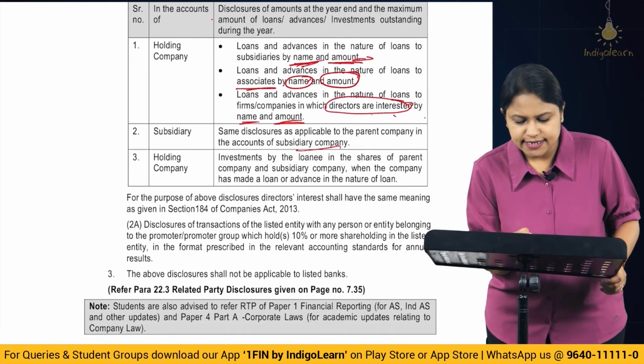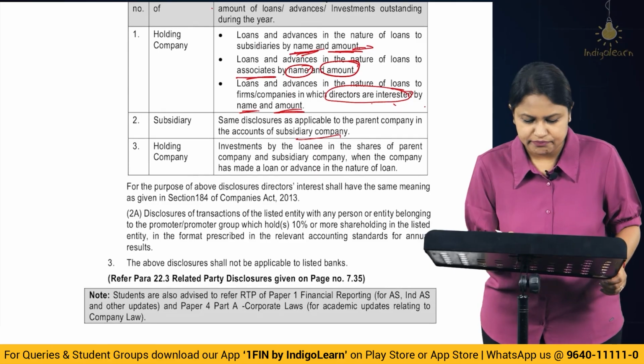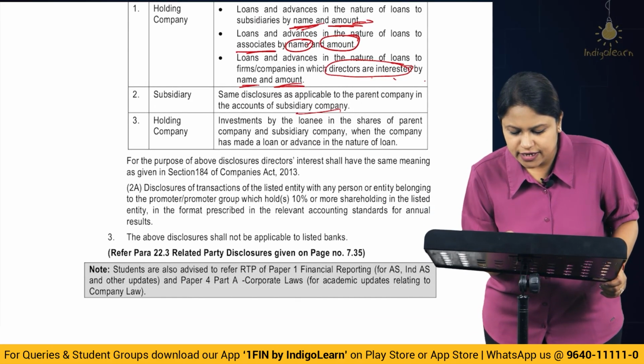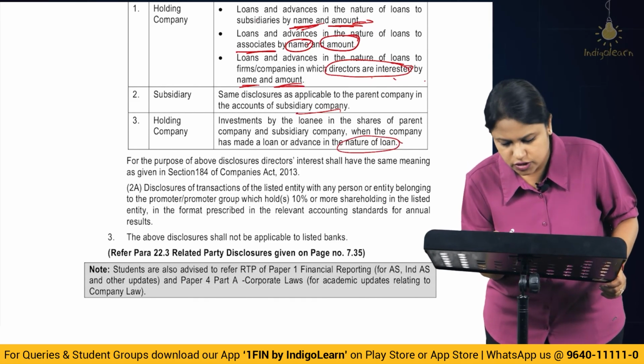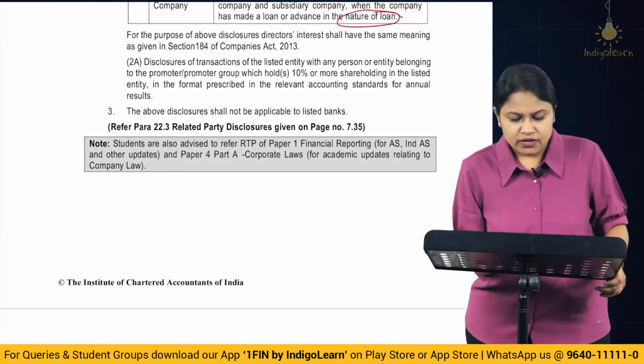In the books of the subsidiary, the same disclosures applicable to the parent apply in the accounts of the subsidiary company. Then, for the holding company, investments by a loanee in the shares of the parent company and subsidiary, when the company has made a loan or advance in the nature of a loan. So these are the three additional disclosure requirements that are there.